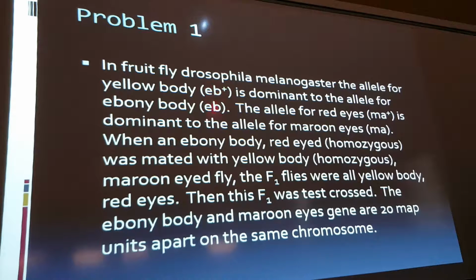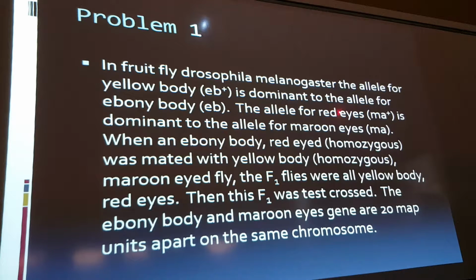So, it's kind of hard to keep the symbols straight at first, but you get used to them. The symbol that they use is an abbreviation for the recessive phenotype. So the recessive phenotype is ebony body. So we use EB. But if it's got a plus by it, it's the dominant phenotype. So yellow body is dominant to ebony body, which doesn't have a plus by it. Red eyes, and they use, is dominant to maroon eyes, see? And so they use a symbol for maroon eyes, but if it's got a plus, it's the dominant form, which is red eyes.